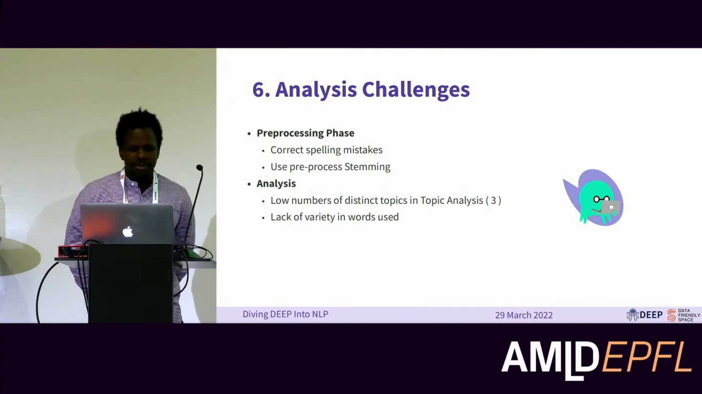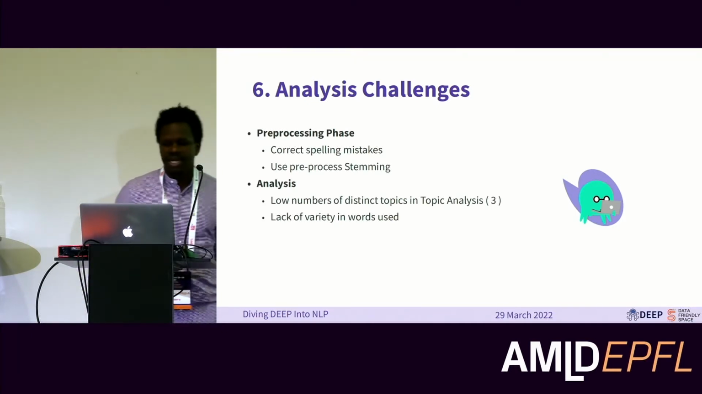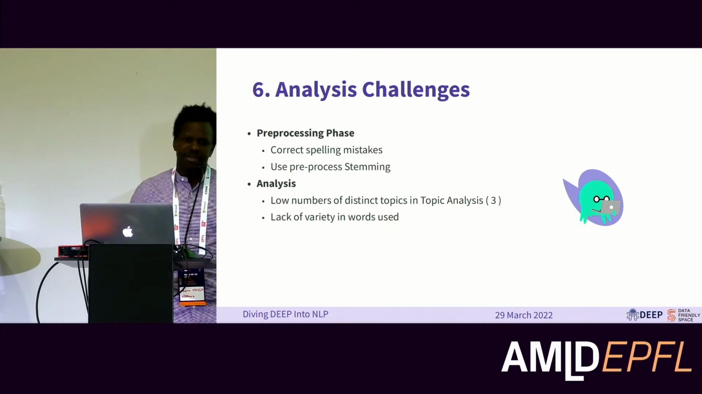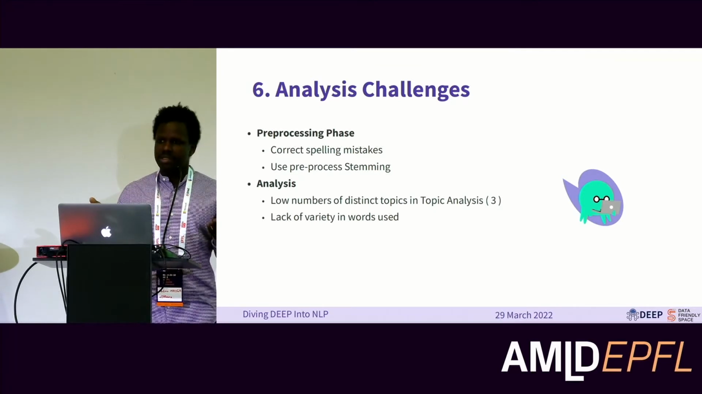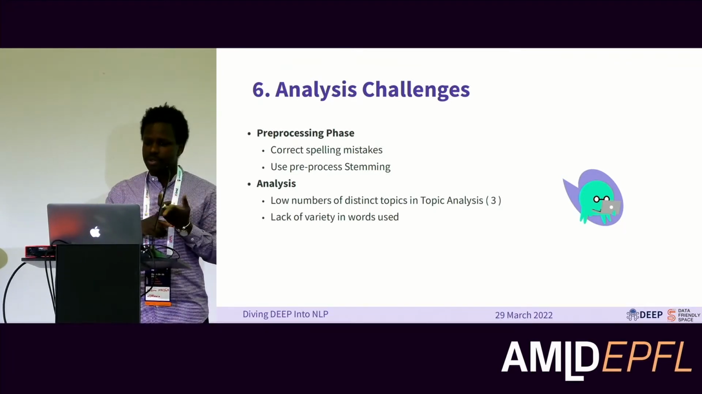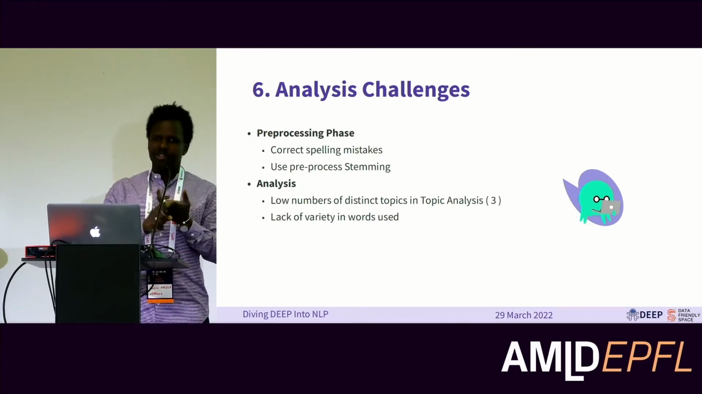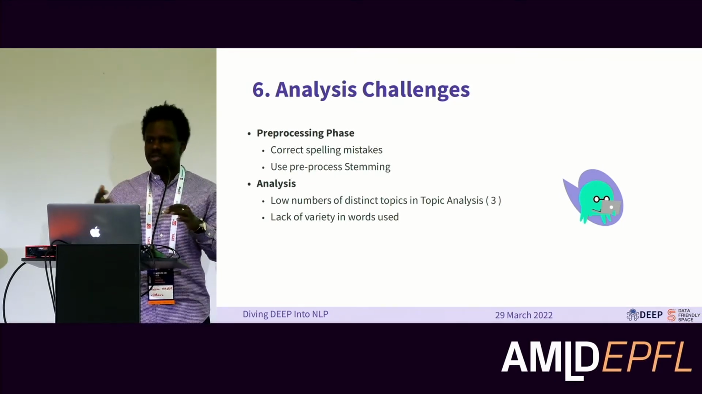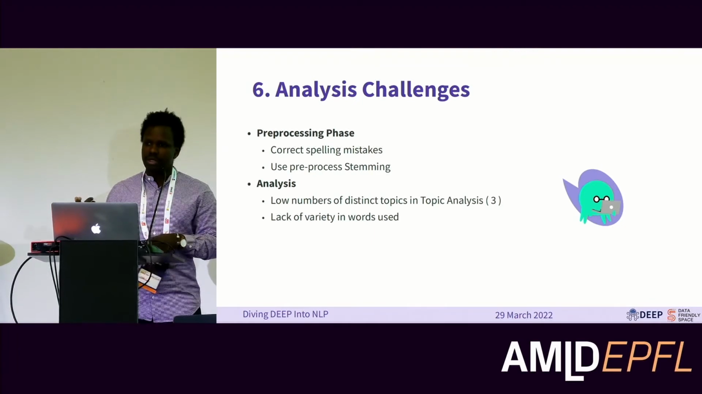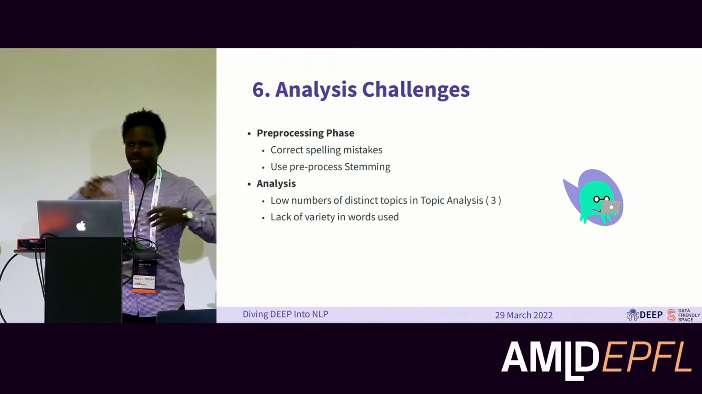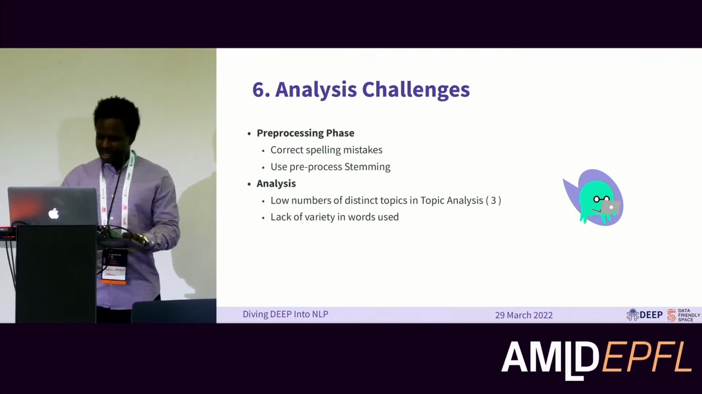The problem I had is that I tried to get as much text as I could, but the text was not really enough. Even for the topic analysis, I just had three distinct topics, not more than that, and a lack of variety of words used. I think it comes from two things. The first one is the translation: when you translate, you lose some information. And also, as I said, a low literacy rate, so people don't use really diverse words.